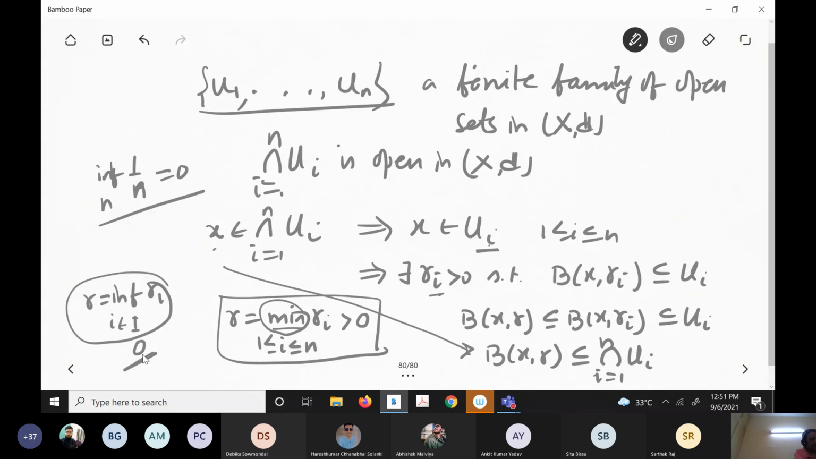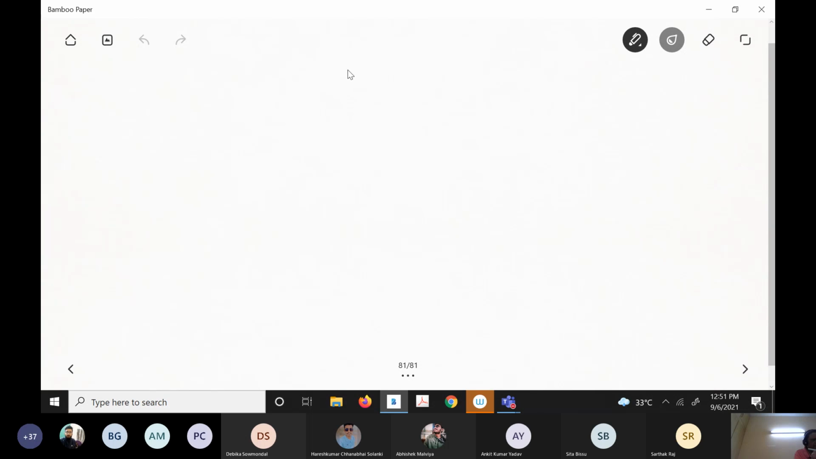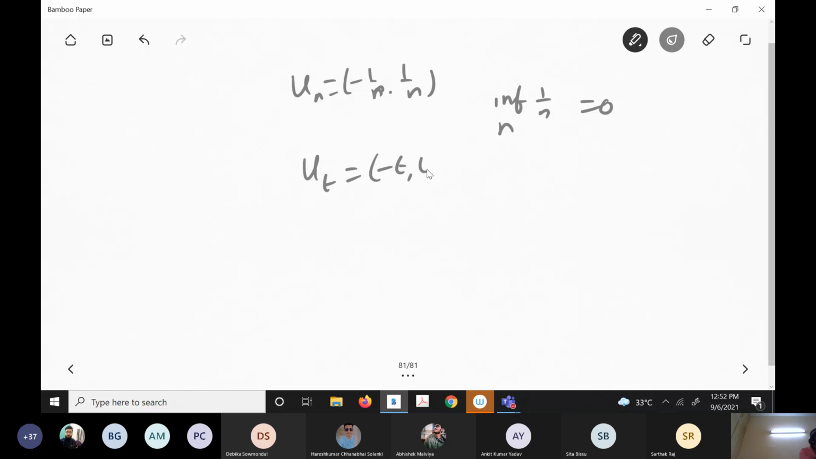That exactly happens in the example I was giving you. If you replaced minimum by infimum, that was coming zero. Like here, first I have taken this, and here the r is also 1/n, so this is coming 0. And the other one you are taking, then the inf was not coming this. Because of this problem.